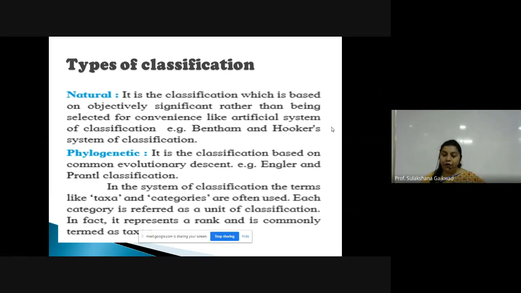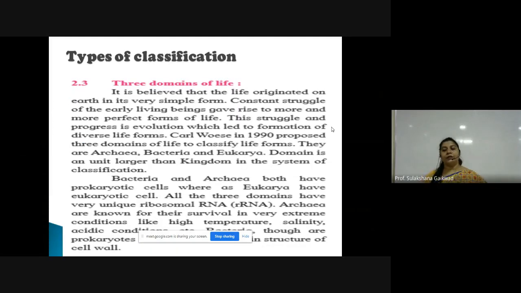What are they? A unit of classification. They are represented as a rank and are commonly termed as taxa. The next type of classification is the three-domain system of classification, a phylogenetic method. Used by whom? By Carl Woese.